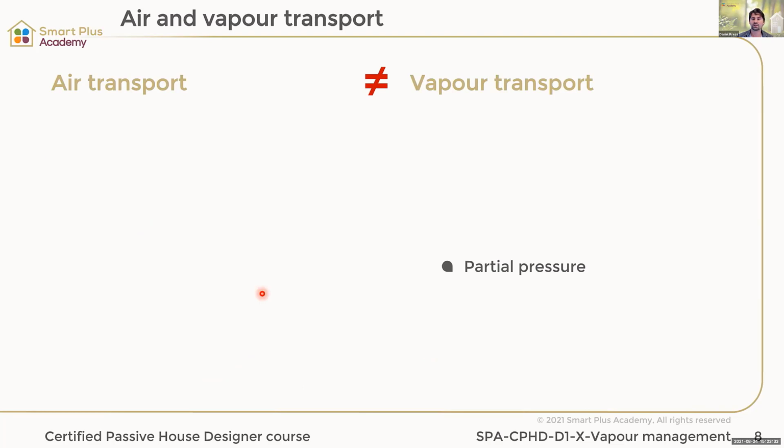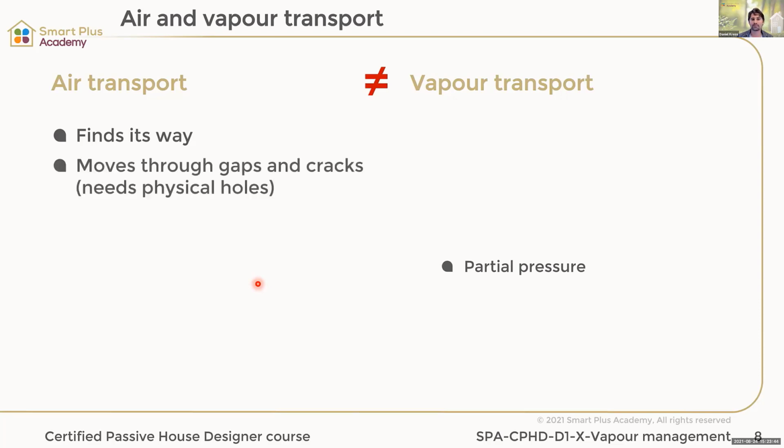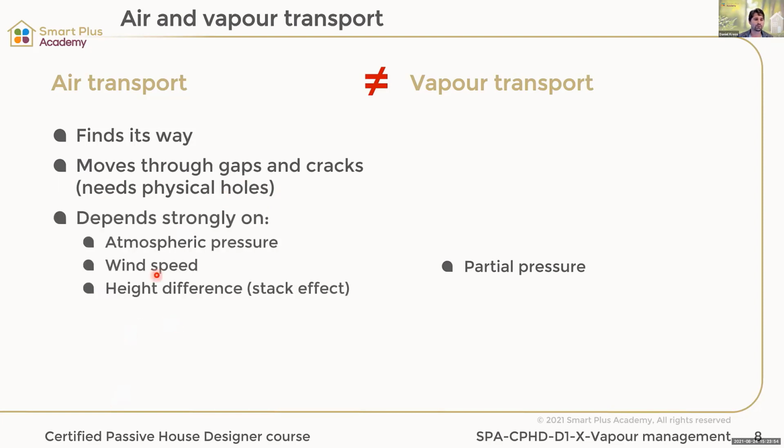Air transport is not vapor transport. There's a huge difference between it. Air finds its way. If there is something, it finds the way. It moves through gaps and cracks, needs a physical hole, like a sponge that has physical holes, and then it can move through it. It depends on atmospheric pressure, wind speed, height difference, the stack effect. Yeah, and this all has an impact on air tightness.